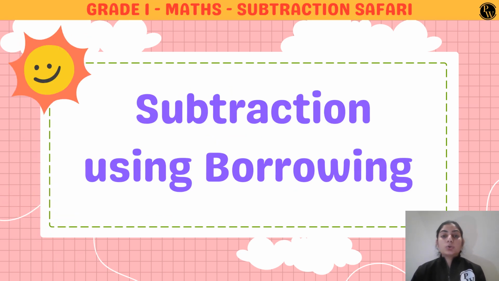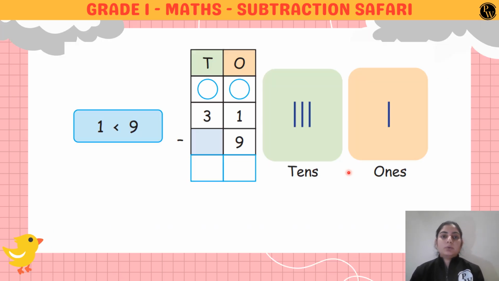Okay, so today we are going to learn about subtraction using borrowing. So let's start with this one. Here we have to subtract 9 from 31. So what is borrowing? We were discussing that. Whenever we have to subtract a number which is bigger than the number in the ones place, then we use borrowing. So let's start with this example.